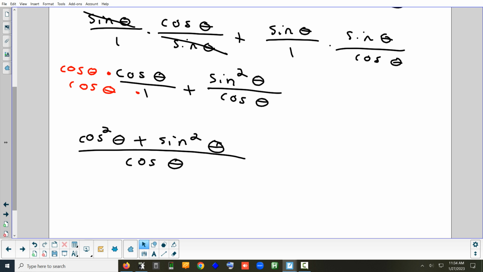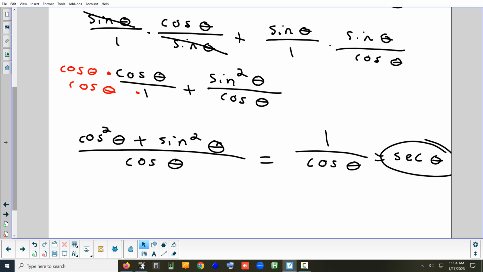And now here you have to recognize something. There's something there that simplifies. Yep. The numerator will simplify to 1. The entire numerator turns into a 1. That's the first trig identity I gave you: sine squared plus cosine squared equals 1. So that entire thing turns into 1 over cosine, which we can simplify to secant. So that whole thing is just equal to secant.